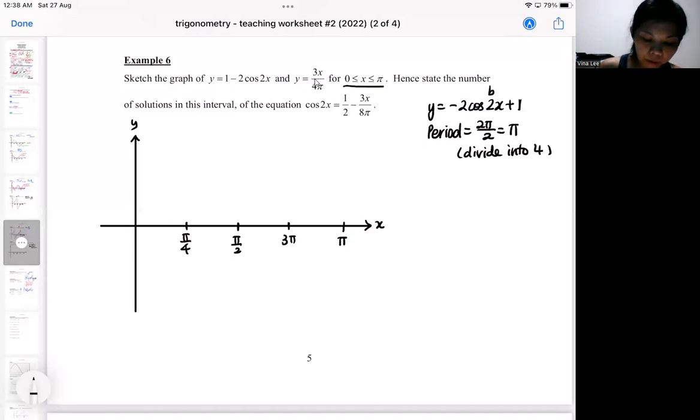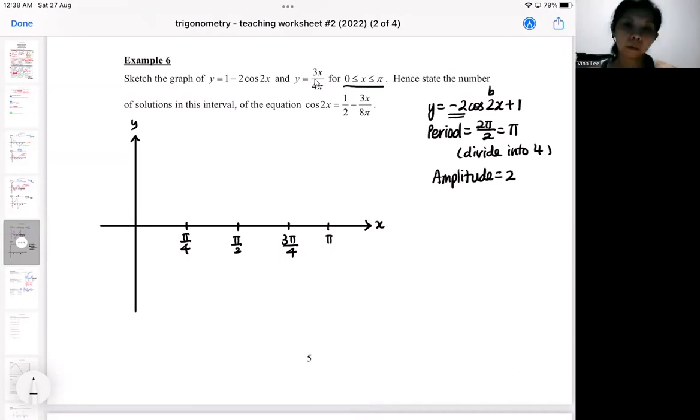You should measure it using your ruler. Let me try to make it a bit more equal. Then I also explore the amplitude. The amplitude is a positive 2. So although this is a minus 2, amplitude will not be negative. Amplitude is 2. So what is the effect of having this negative on the graph? The cosine will be inverted. Instead of like this, it will be like this. It will be totally inverted.